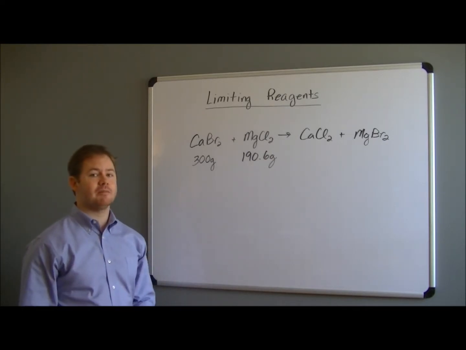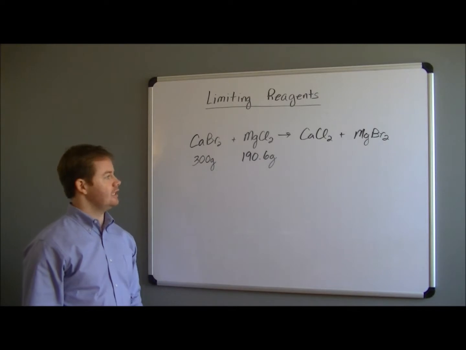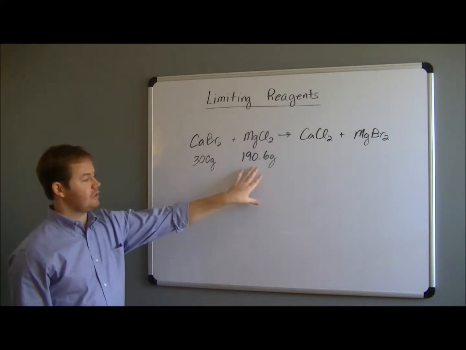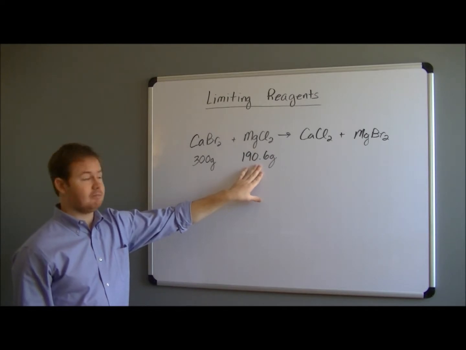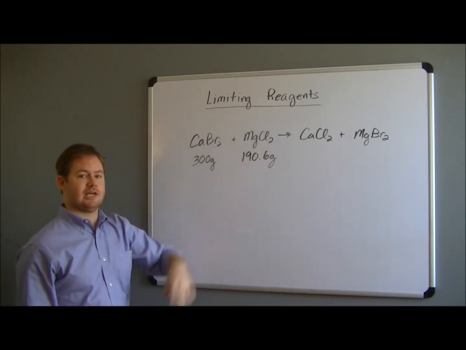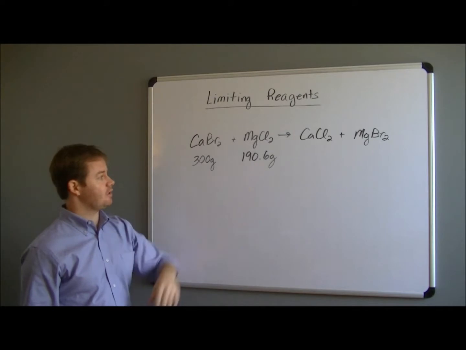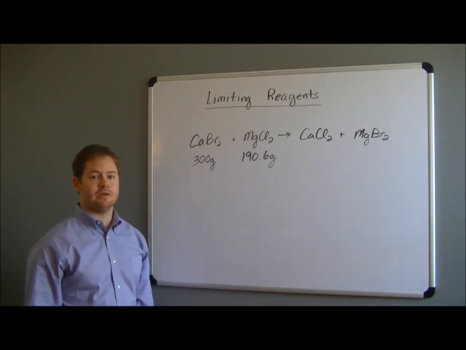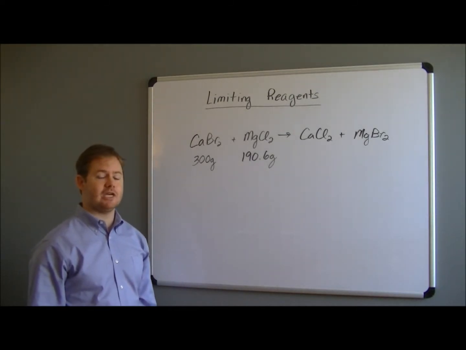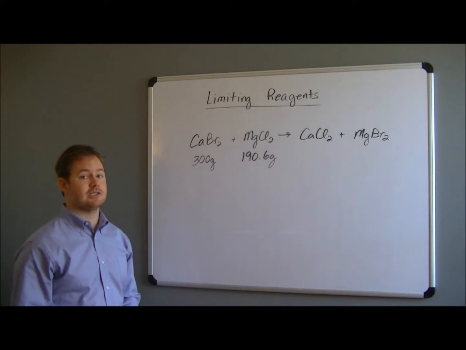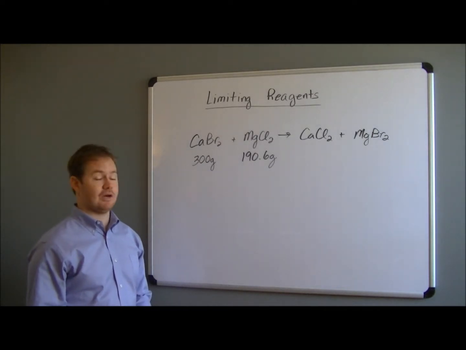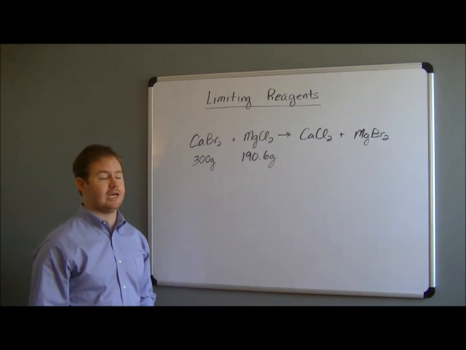Now when first learning about limiting reactants, our initial instinct is to say, oh, well, looking at these masses, we have less of the magnesium chloride, so that means that this one must be what limits our reaction, because we have a smaller mass. But the most important thing to keep in mind about limiting reagents is that you first have to convert to moles before you can compare your reactants to decide which one is going to limit the amount of product that you're able to make in your reaction.